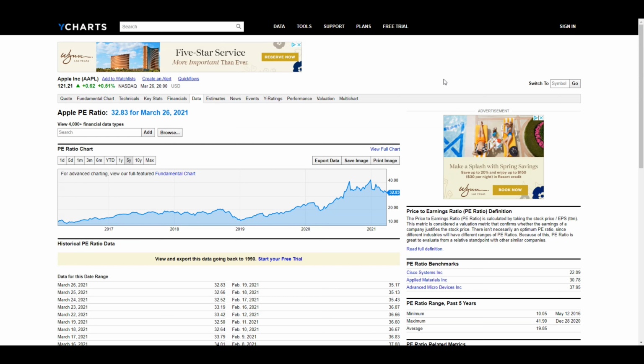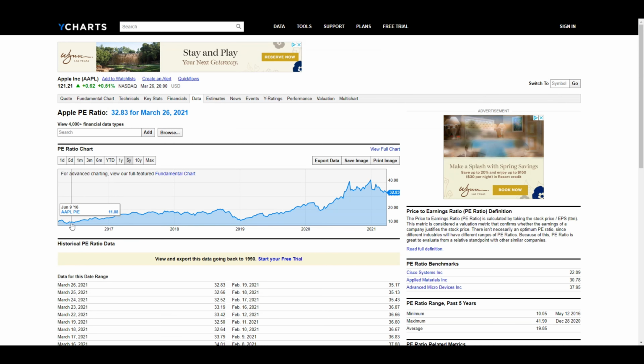So if we go to YCharts and we look at Apple's PE ratio, here you can see that in the last 5 years, the PE ratio has traded as low as about 10. It goes all the way up to 19. There was a drop in 2019 back to 12. And since then, it's been going up, all the way up to 41 or 42 times. And as you can see here, it has been going down to where it is right now.